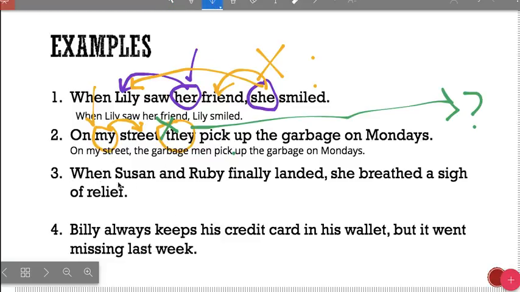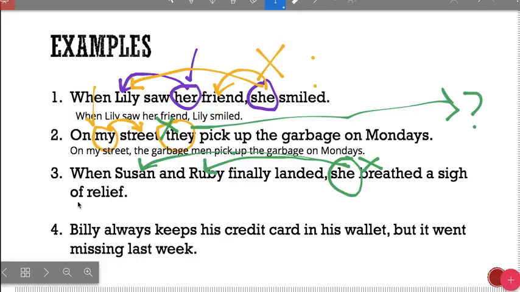Number 3, when Susan and Ruby finally landed, she breathed a sigh of relief. She is the only pronoun in this sentence. But what's its antecedent? Who is she? Did Ruby breathe a sigh of relief? Or did Susan breathe a sigh of relief? We don't know, so this is a vague pronoun.